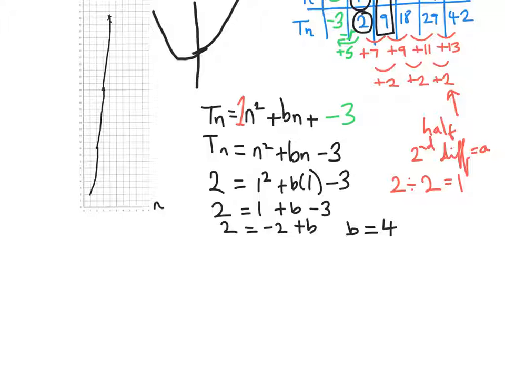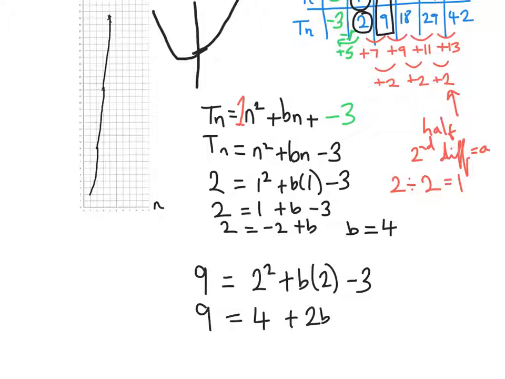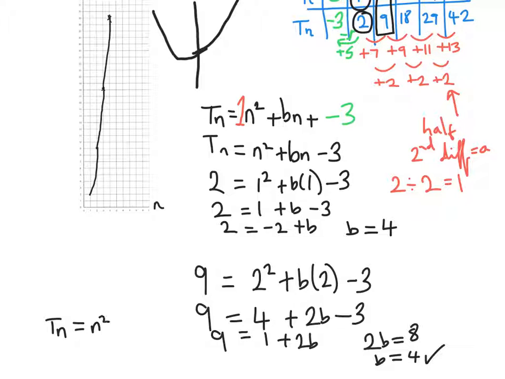So let's look at our second term. 9 equals 2 squared plus b times 2, take away 3. So 9 equals 4 plus 2b minus 3. Well, 4 minus 3 is 1, so 1 plus 2b equals 9. If I take away 1 from both sides, 2b equals 8, which means b equals 4. So this is going to be my equation for the nth term: n squared plus 4n subtract 3. Let's look at one more example to practice.